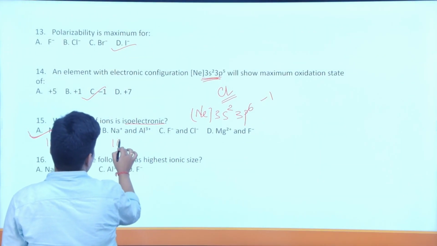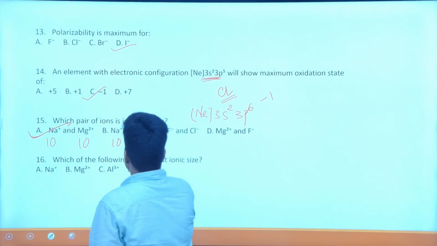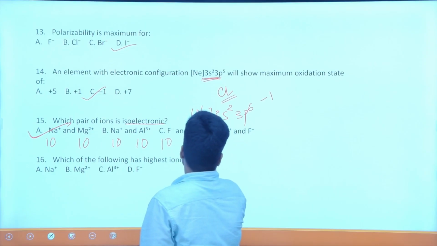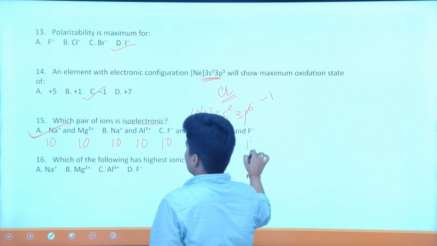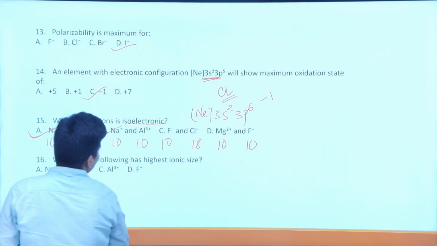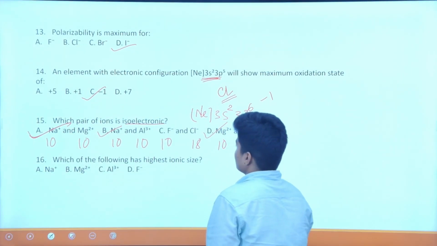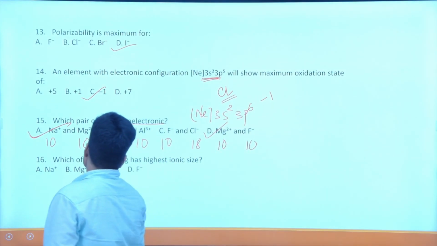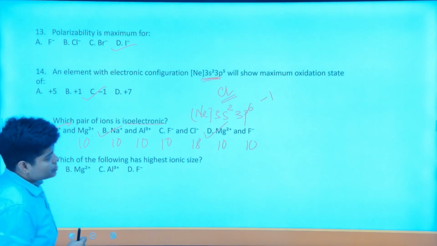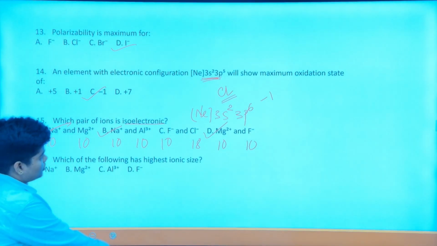Sodium will also be 10, and aluminium 3+ will also be 10. Fluorine will be 10 and chlorine will be 18. Magnesium 10 and fluorine. Which pair of ions? Sorry, here option A, option B and option D are correct, because sodium plus and aluminium 3 plus have the same number of electrons, magnesium 2 plus and fluorine also have the same number of electrons, 10, 10, 10, and this pair is different.